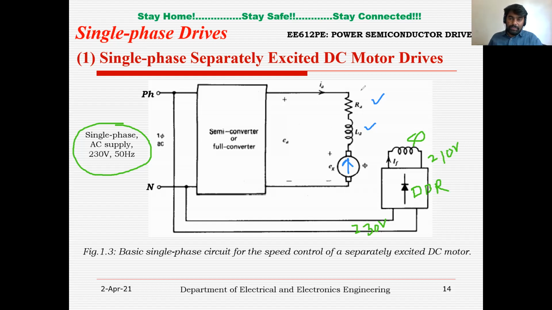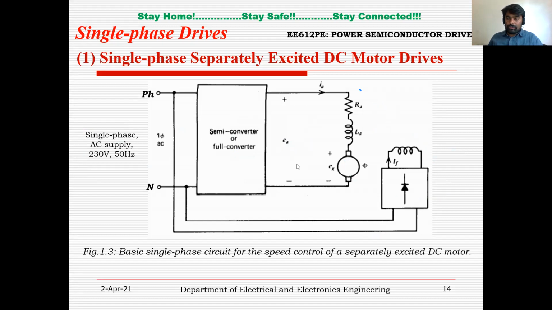Now to control the speed of this motor, we need to control the voltage applied to it. So EA is the voltage which is given to the armature terminal of the DC motor. If you vary this EA using either a semi-controlled converter or a fully controlled converter, you can control the speed of this DC motor. As per your JNTU syllabus, it is mentioned that there are only 2 converters they are using.